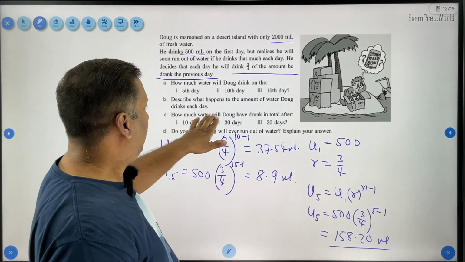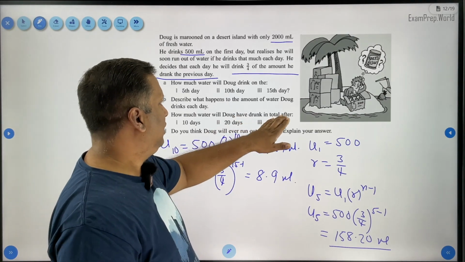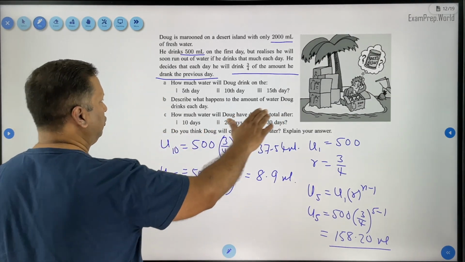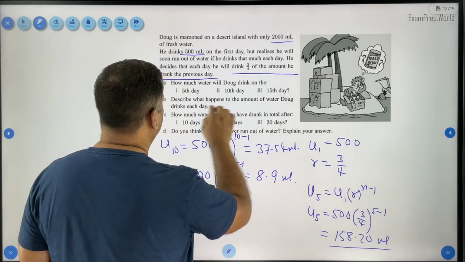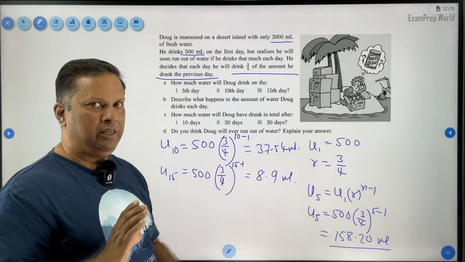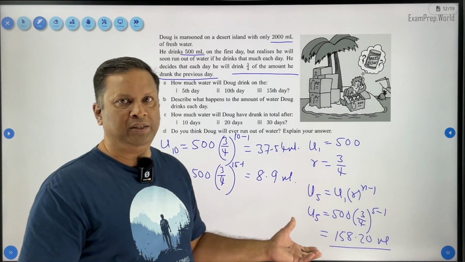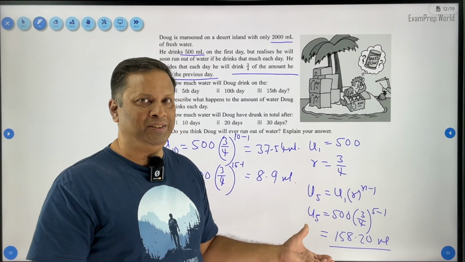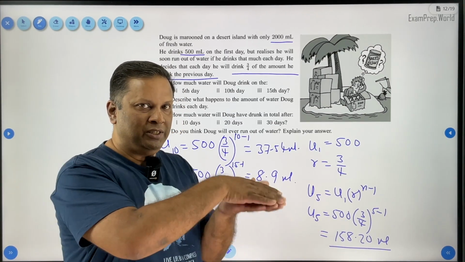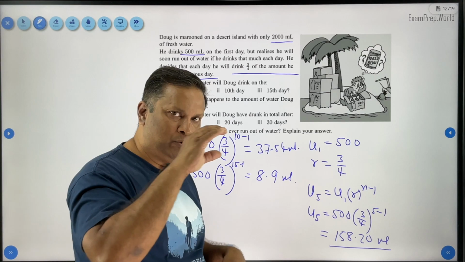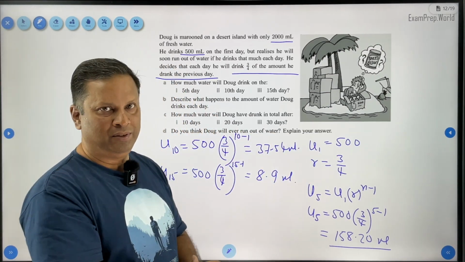So, how much water Doe would have drunk? Describe what happens to the water Doe drinks every day. So, amount of water keeps reducing, okay, and it is forming a geometric sequence. What kind of geometric sequence? Converging, because it is starting from a big number and going towards a small number. Okay.